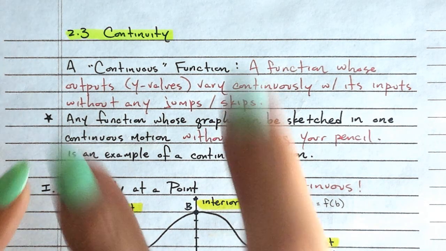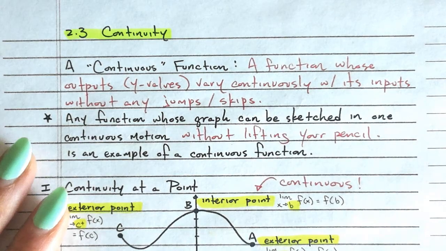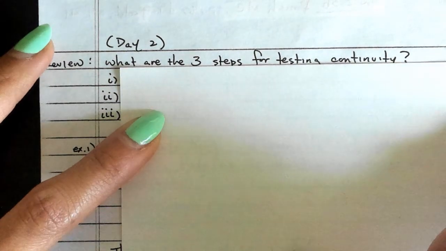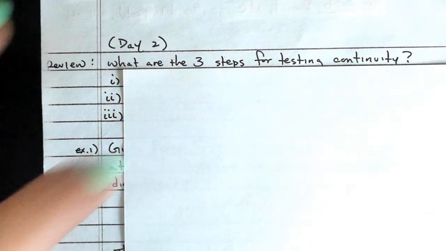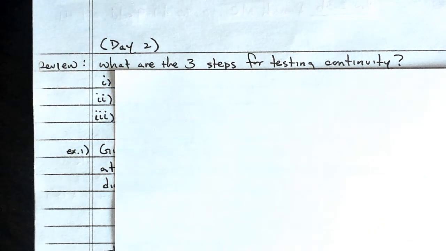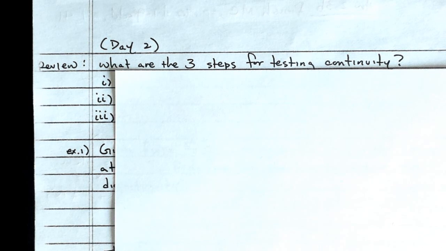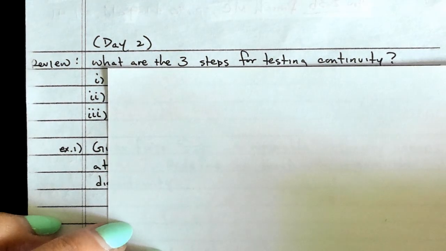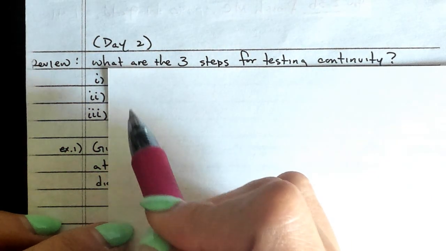Alright guys, this is day two of continuity. So we're going to turn it to the back. And then without looking on the front, without cheating, because you just saw it yesterday and you just did the homework for it yesterday, I hope. What are the 3 steps for testing continuity? So we had them yesterday. So what are the 3 steps? Try to write them out yourself.